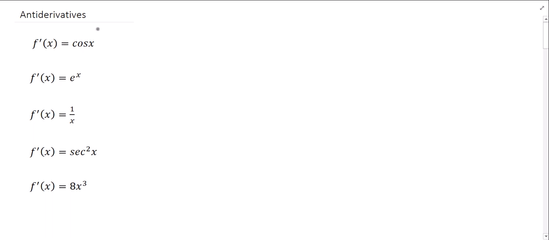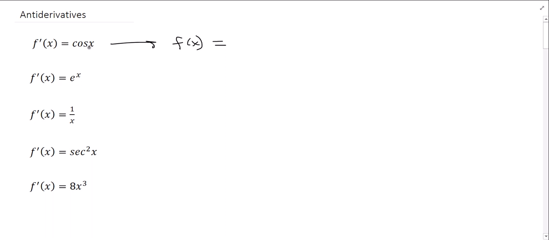Hey everyone, in this video we're going to cover the concept of antiderivatives. So antiderivatives is essentially going backwards on derivatives. For example, these functions that I've given here are the derivative of something. So what are they? The question of antiderivatives is, what are these functions the derivative of? What function did you take the derivative of? What was f of x that led you to have cosine x as the derivative?